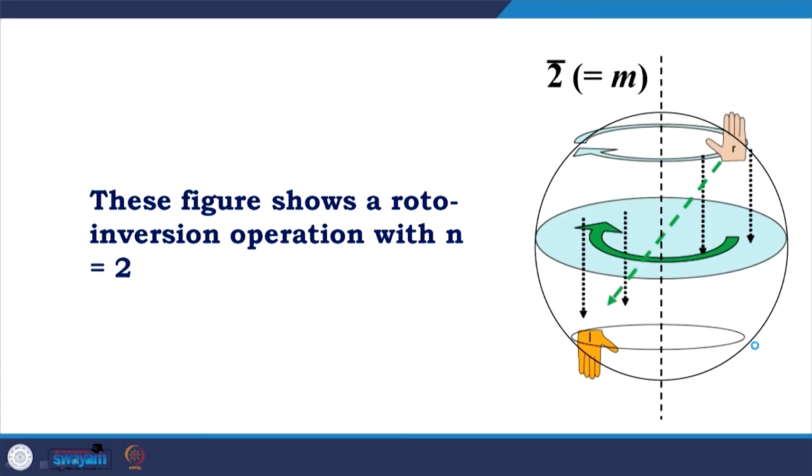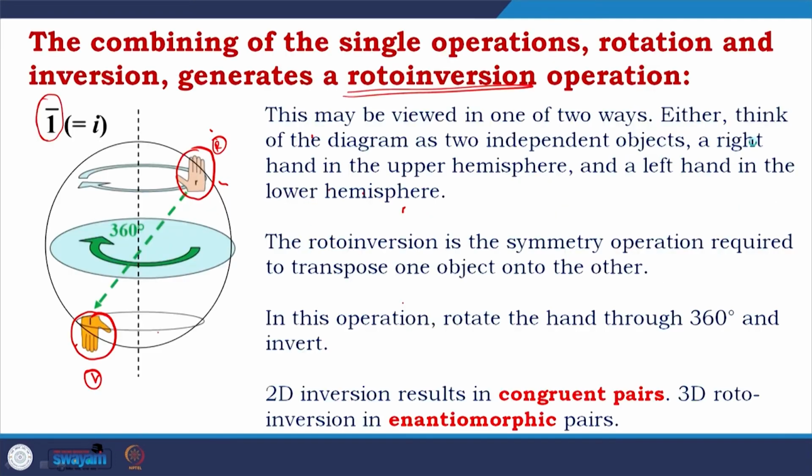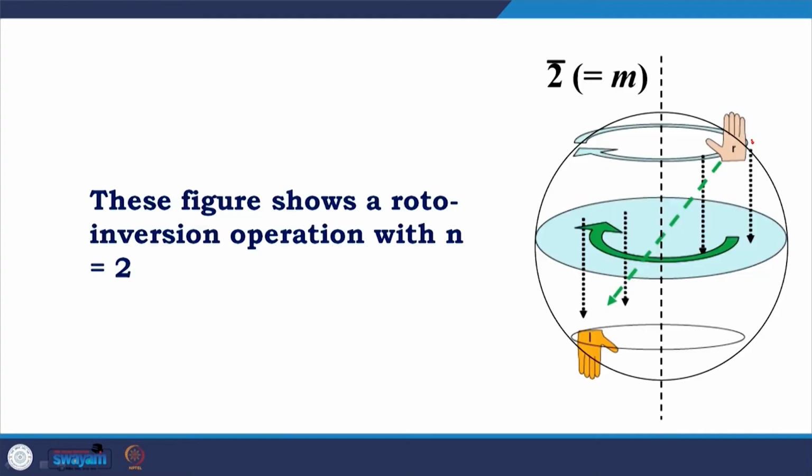So, coming to another roto inversion, this shows a roto inversion operation where n equal to 2. So, you do a 360 degree, but you do not do just the inversion as you are performing here, right. Here, instead of the combination of inversion, you have twofold, that is the difference here.